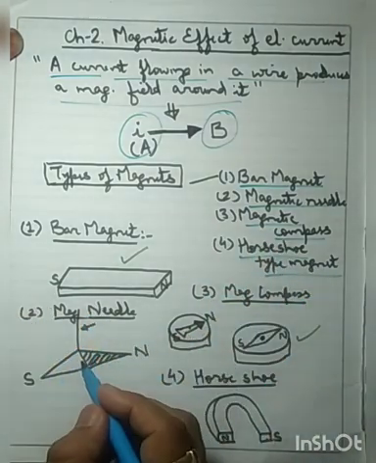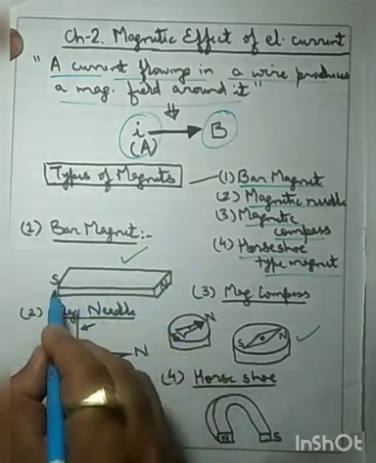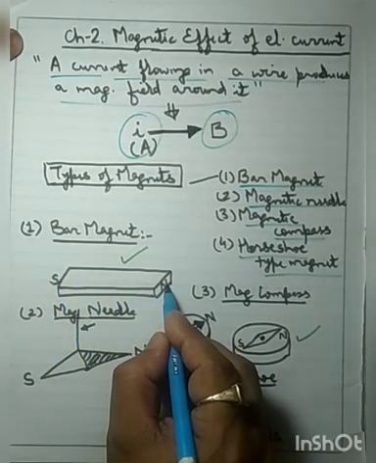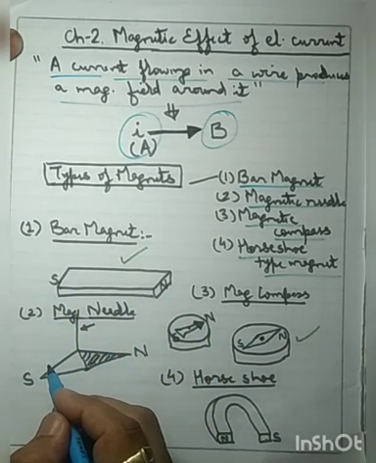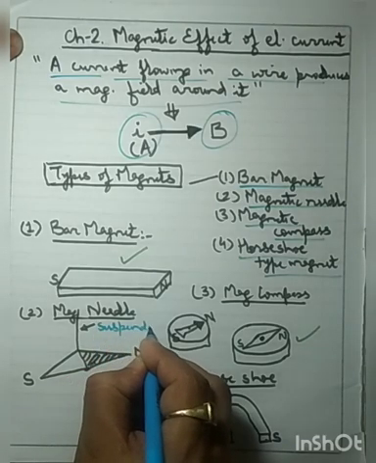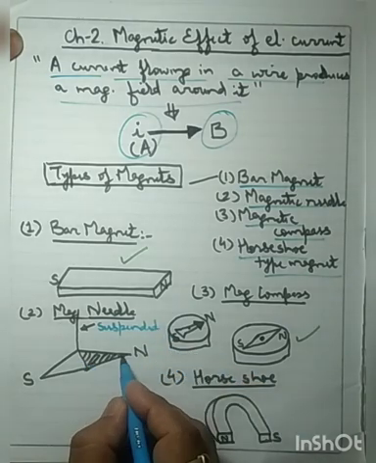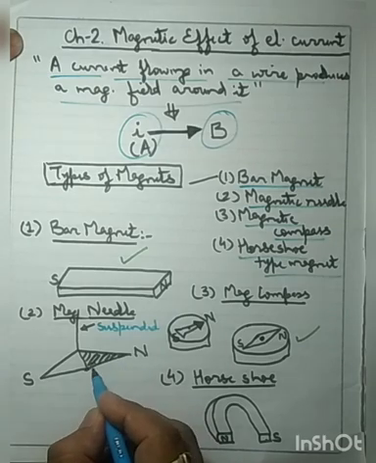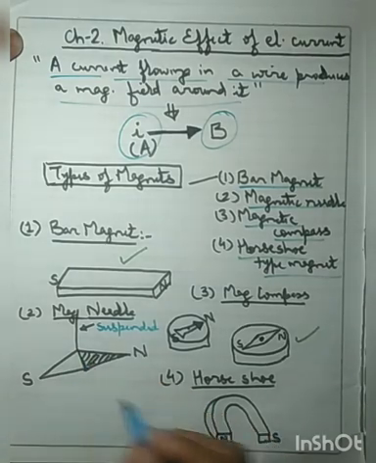First one is bar magnet. Bar magnet is in the form of a bar, means we can say that it is in the form of a cuboid. One end of that bar is north pole and the other end is south pole. Second is magnetic needle, and this magnetic needle is suspended by a thread, and this is used to find the north direction and south direction of the earth's magnetism. So this is in the form of a rhombus.